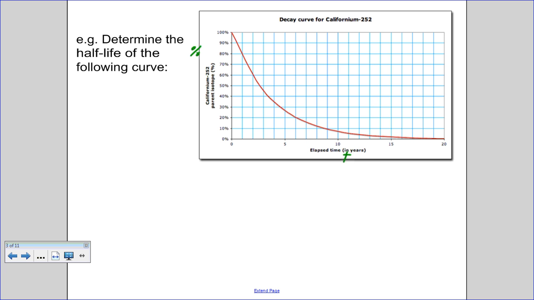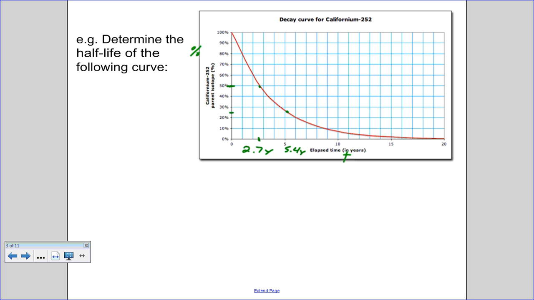Okay, so hopefully you realized that after one half-life, it would be down to 50%. So you can trace that over to this point, which corresponds to about 2.7 years, because the scale is in years on the bottom. And if we wanted to go further, after 2 half-lives, it would be down to 25%, so that would be here. At 25%, we are right around here, which is close enough to 5.4 years.